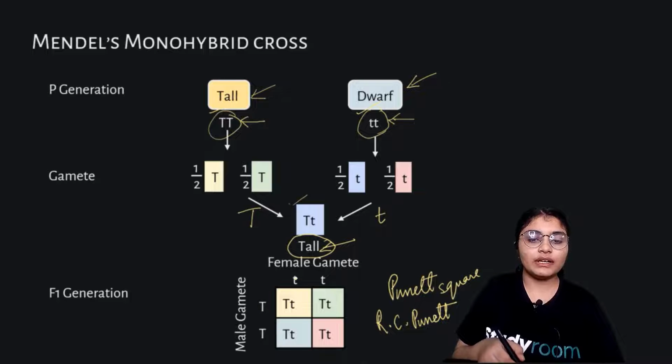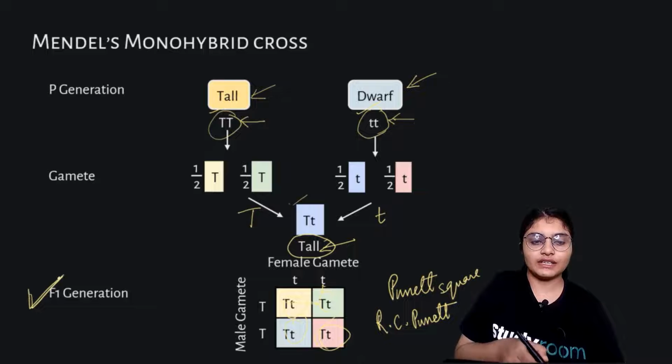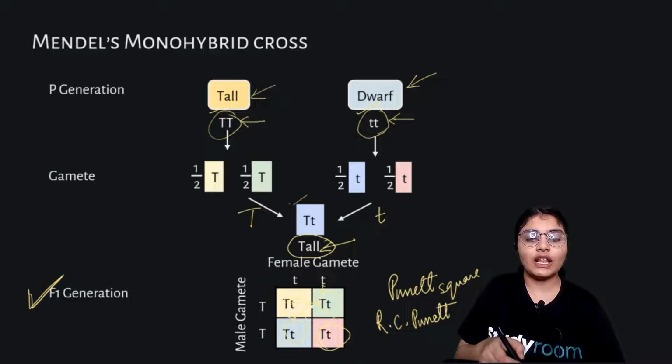So here you can see capital T and small t, they combine to form capital T and small t. Here you can see capital T capital T and small t, and this also combines to form capital T small t, right? So here 4 kinds of progenies are getting formed, and all the progenies are of the same genotype and were observed to be tall, right? So this is how he saw the F1 generation. In the F1 generation he saw that all the progenies were tall and the genotype of the progenies was capital T and small t, right?